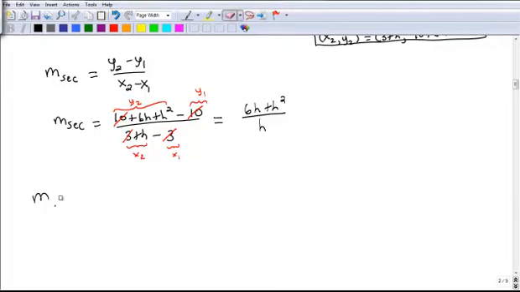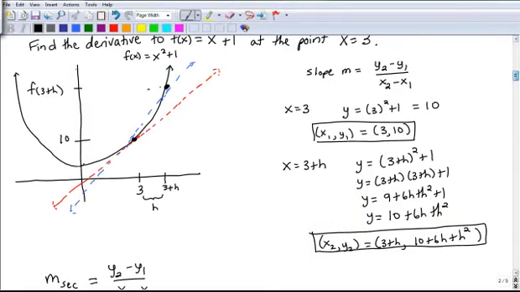But I would like h to be as small as possible. What's the smallest h can be? The smallest h can be is 0. But I can't plug in 0 for h because h is in the denominator. But I can take the limit as h goes to 0, which means I can get as close to 0 as I want. And the closer I get to 0 for h, the closer I line up to the red tangent line.